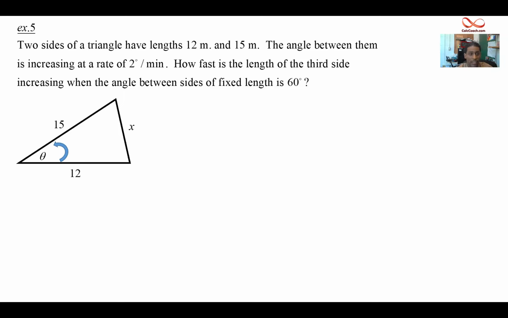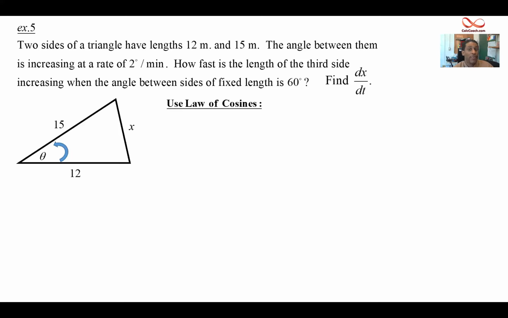At a particular instant, when the angle between the sides, 15 and 12, the sides of fixed length, is equal to 60 degrees. Okay. When you have an angle that's in between two sides, and you're interested in the side that's opposite that angle, the way to connect these is law of cosines when there's not a right triangle. Okay, our job, find dx/dt.